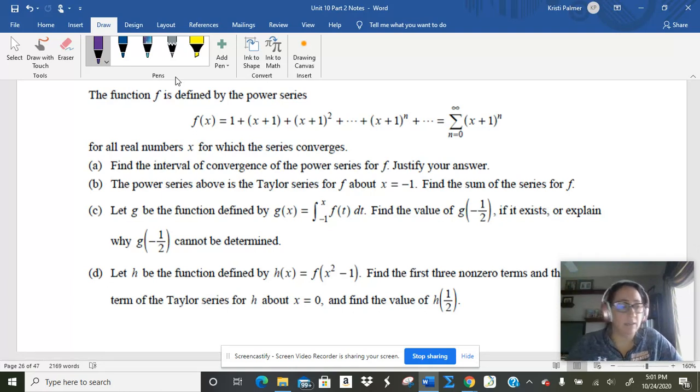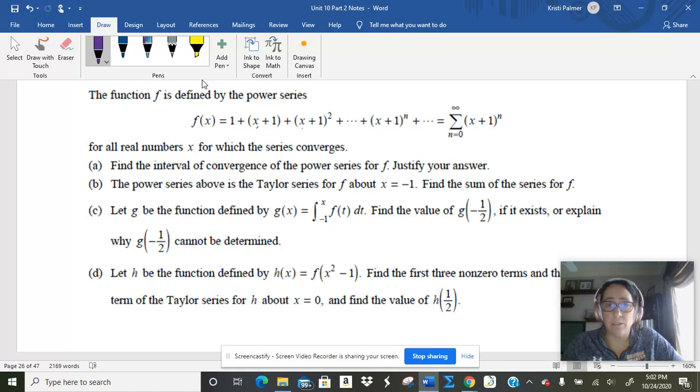Okay, so the last one in this lesson, in this day, that I want us to do is this entire AP problem, okay? All right, so here's my function f. It gives me the first 3 non-zero terms, and it gives me the general term, and then it also gives me the power series. And it says for all real numbers x for which the series converges, does this equal f of x? Find the interval of convergence for f and justify your answer.